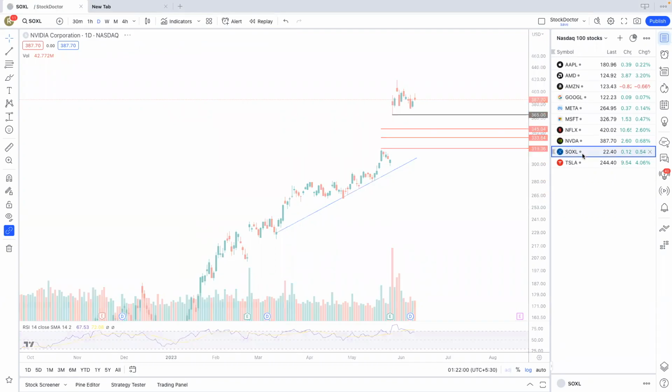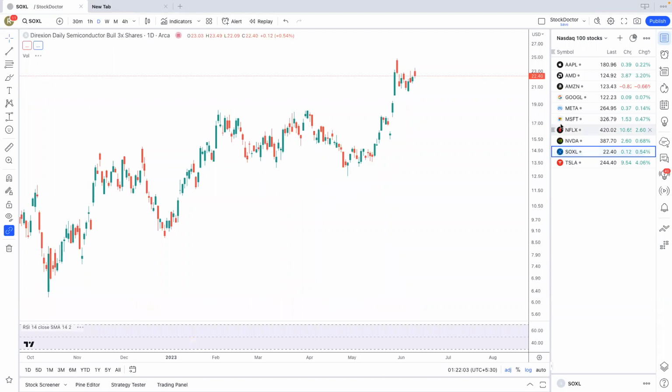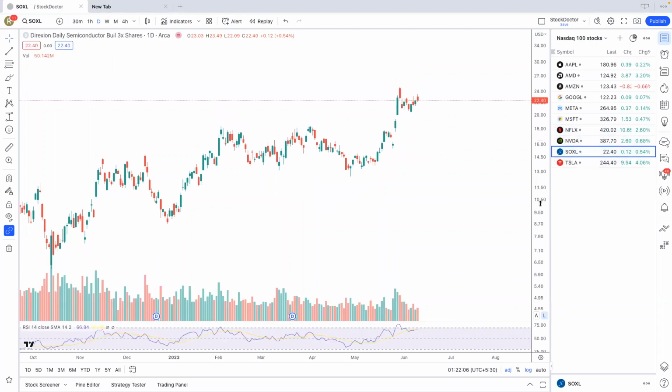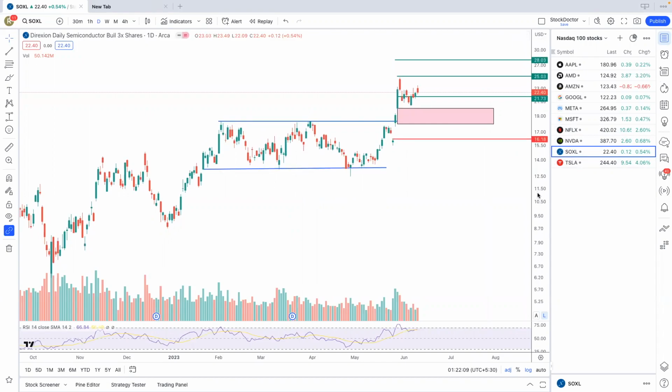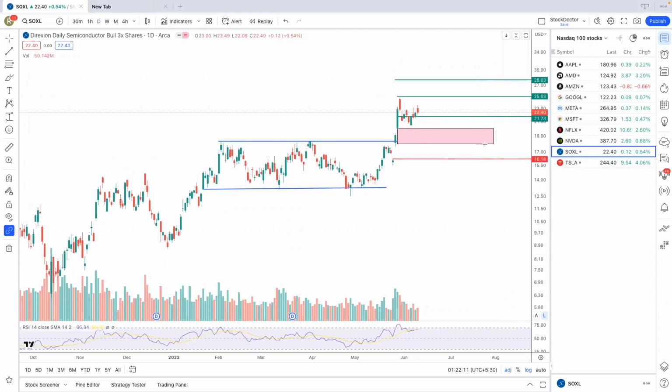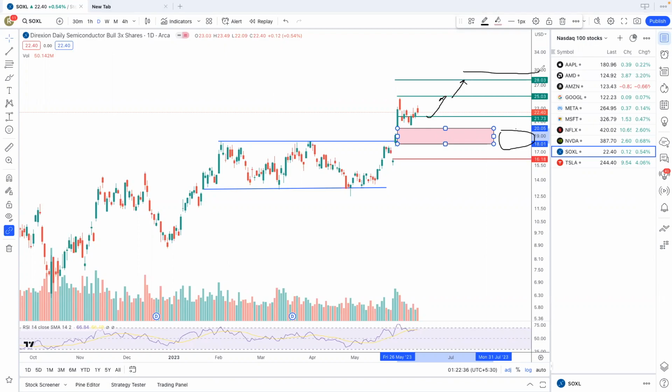Now we will talk about the favorite stock, SOXL. This is the chart of SOXL. We are very clear, it has a big support area between $20 and $18. If it stays above that, then the first target is 21.75, which it already achieved. The second target is coming for 25. The third target is coming for 28, and then 30 is also a possible number.